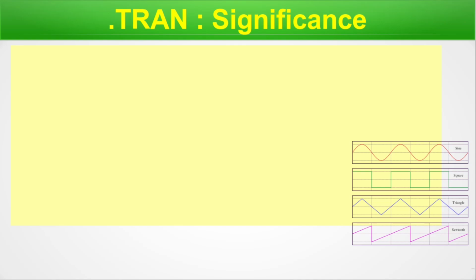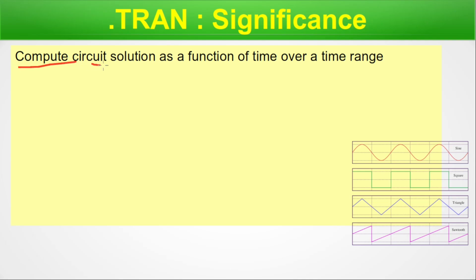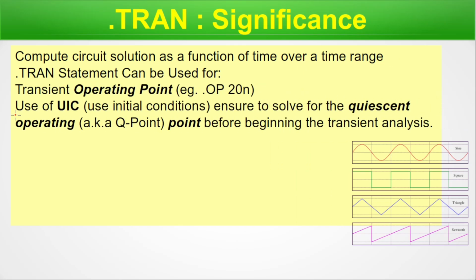Here are some transient waveforms that you can correlate with your general knowledge: sine, square, triangle, and sawtooth. This .TRAN computes the circuit solution as a function over time, that means the time range. Use of UIC: UIC is a command that means use initial conditions, used along with the transient to calculate the Q points for the transient.